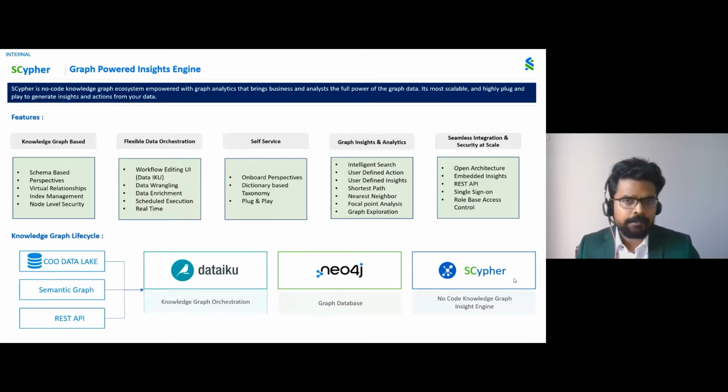We stream all the data from our data lake into the knowledge graph, and that was built on top of the Neo4j database. And then on top of that, we created an insight engine, a tool for our end users, so that they can plug and play and build quite a lot of perspectives, and do semantic search, and generate insights which they can apply more relevantly to support their operations. So that's pretty much what is called Cypher.